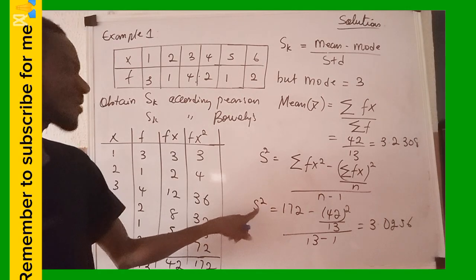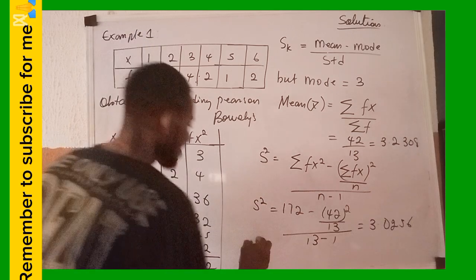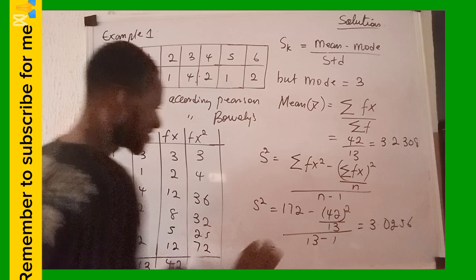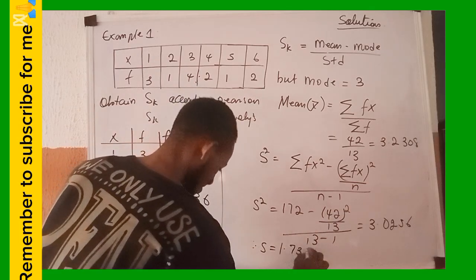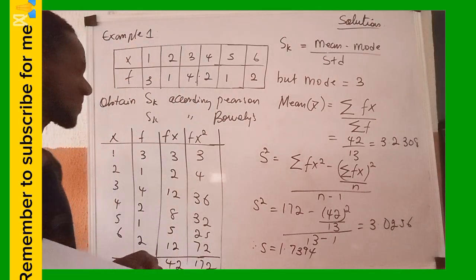So if you talk about the standard deviation, it is the square root of the variance. So we now say, therefore, our S alone, which is the square root of this variance, gave me 1.7394. This was the value I got there.